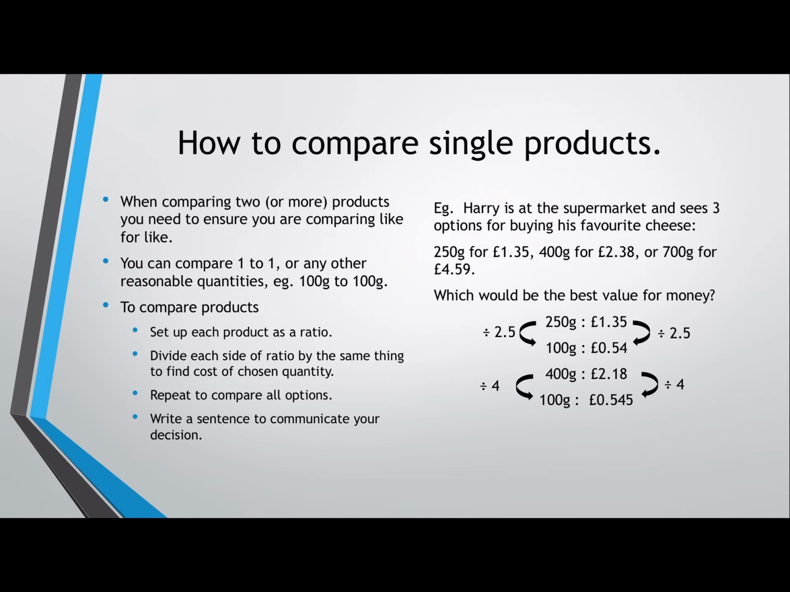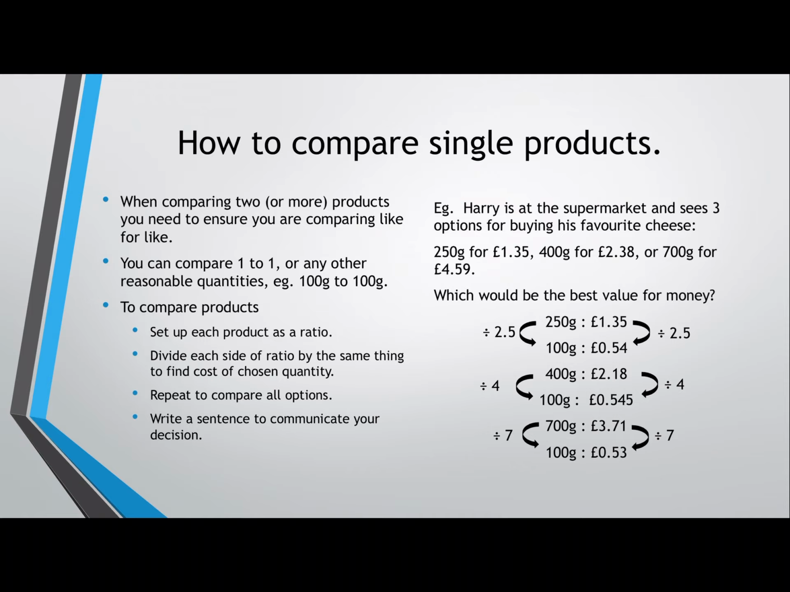question. So if we keep going, last one, 700 grams is £3.71. So we're still going to try and get to 100. So this time we've got to divide by 7. So when we divide by 7 there, we're going to get 100 grams, and it is 0.53 pounds, so 53 pence. So now we've got our three versions.